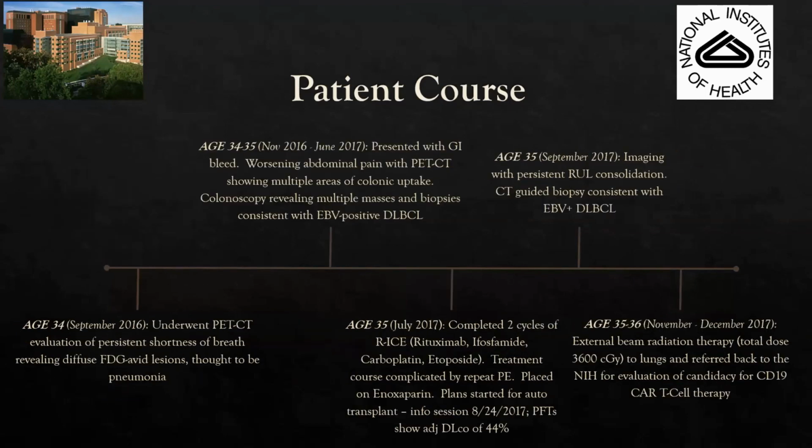However, just a month later, he was experiencing shortness of breath, and imaging showed multiple lung lesions that were thought to be pneumonia and treated as such. For the next 6-7 months, he had additional issues, including abdominal pain and a GI bleed, where imaging showed colonic masses. He underwent biopsy, which was consistent with an EBV-positive diffuse large B-cell lymphoma.